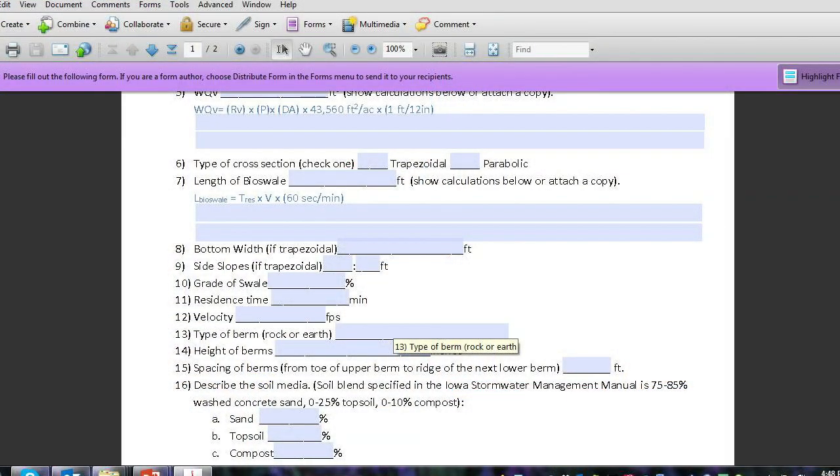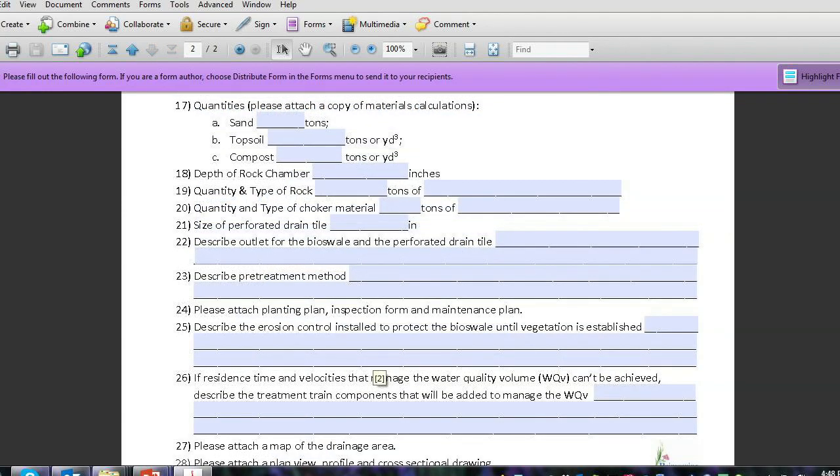Looking at the cross-sectional elements, the grade, how long it is, the velocity, and again, the Iowa Stormwater Management Manual goes through a very detailed procedure on how to calculate this. And all the elements, again, the types of soil that go in there and the quantities, basically just verifying that the step-by-step procedure that's in the ISWIM is being followed. So, any questions about the bioswale checklist or bioswales in general?